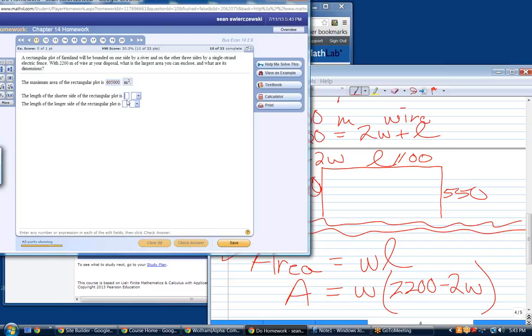The length of the shorter side of the rectangular plot is 550 meters. The length of the longer side is 1,100 meters. Next problem.